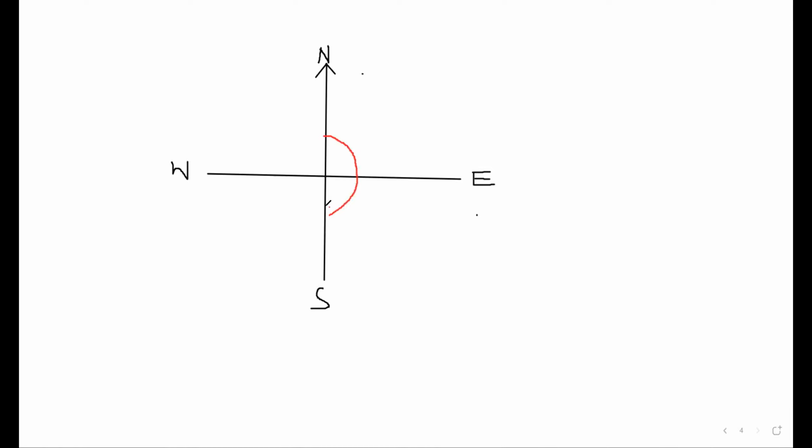I've attempted number 1, turn from north to south, clockwise or anti-clockwise. I've found it is 180 degrees. Thank you. For number 2, from northeast to southeast clockwise, I have found it is 270 degrees.